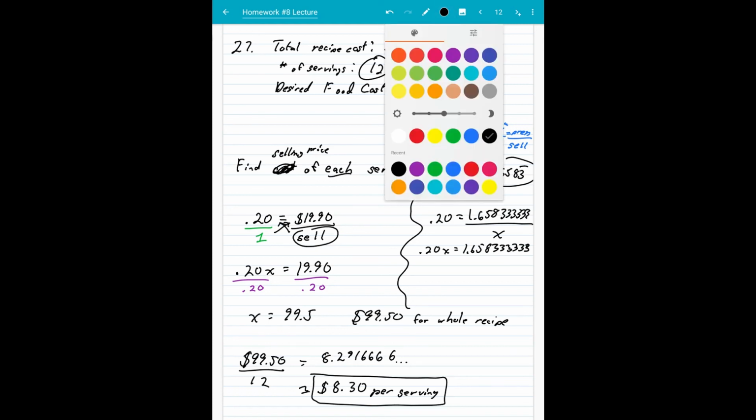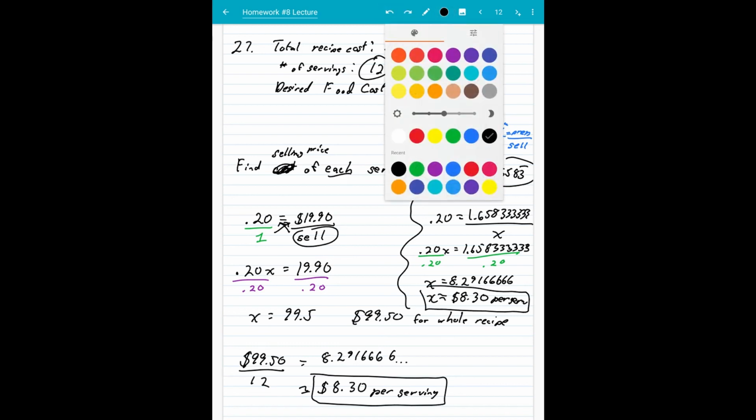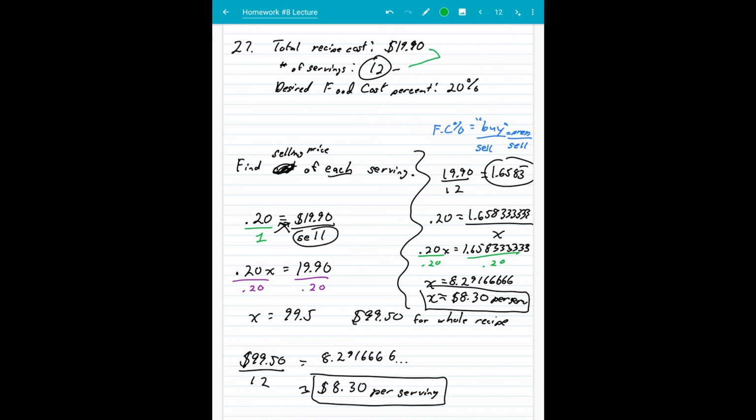We have to divide by 0.20 on both sides. And that gives us x equals, divided by 0.20, 8.2916666, again, which rounds to $8.30 per serving. So you get the same answer. You can choose to divide in the beginning to find the cost of each one. So if you divided these two things right here, that would give us about 1.66 per serving if we divided them out.